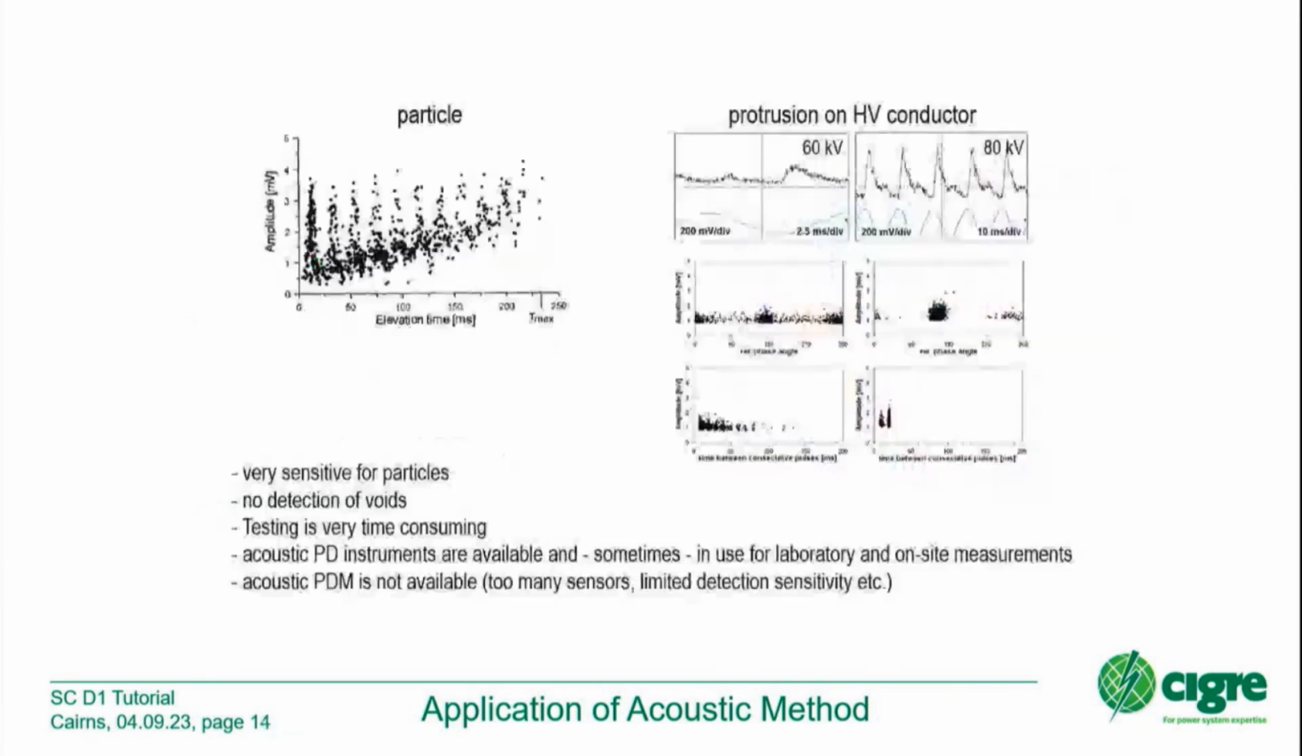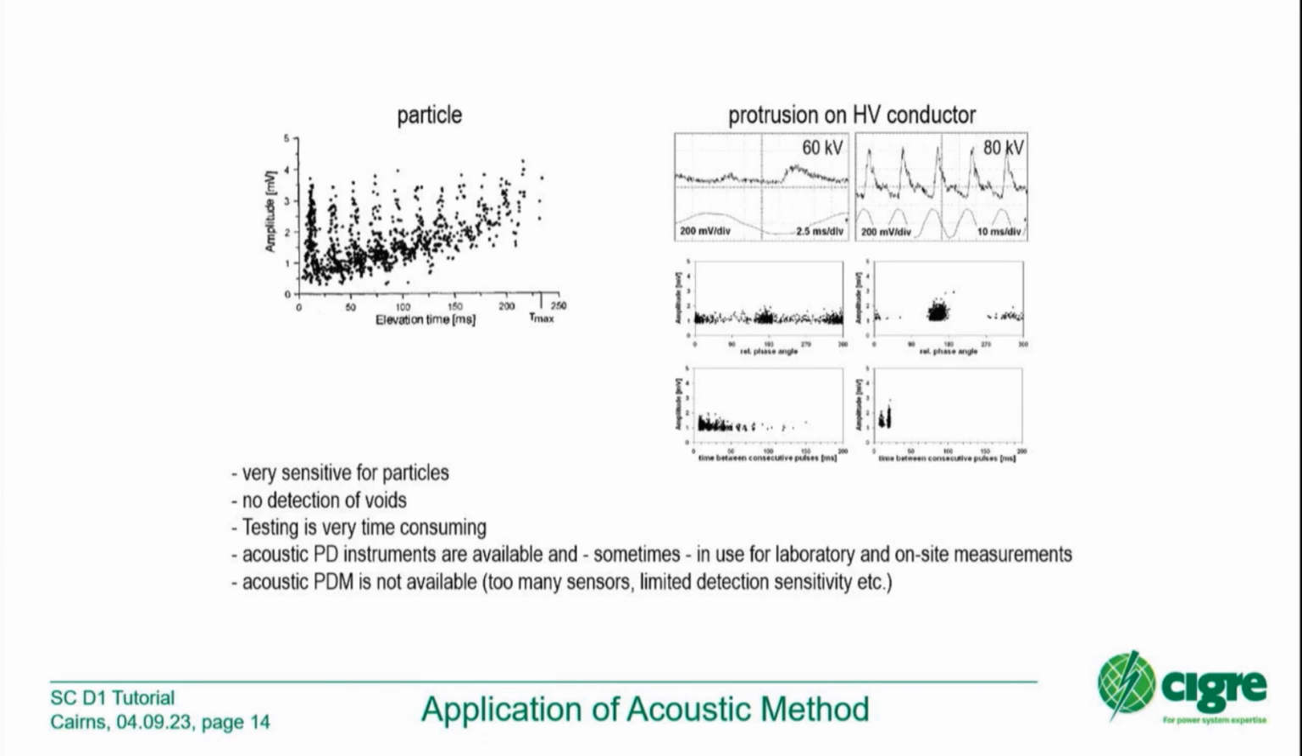So it's time consuming. But you also have some possibilities to show the signature of the partial discharges under the acoustic PD detection. You see this typical amplitude versus elevation time diagram for a particle, and the experts can evaluate the length and the mass of the particle by such diagrams. You have some simple readings on the PD instruments which are available, which give you some information about the kind of defect. And as a summary, the acoustic PD method is very sensitive for particles.